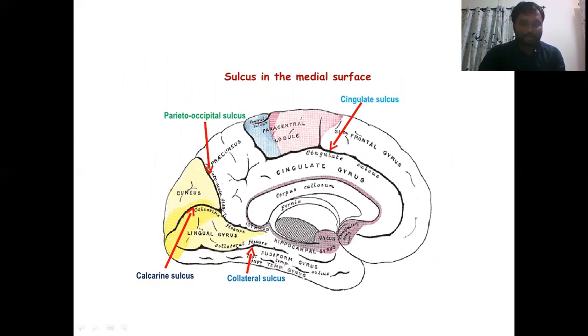It gives a branch here. This is the parieto-occipital sulcus. Now this triangular shaped area, this is the cuneus. Now it's easy to say this one is the cuneus, this is the precuneus.